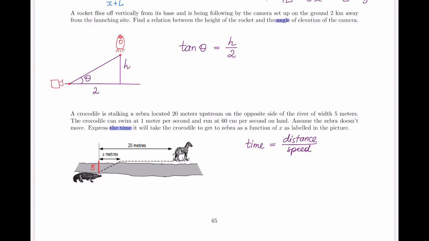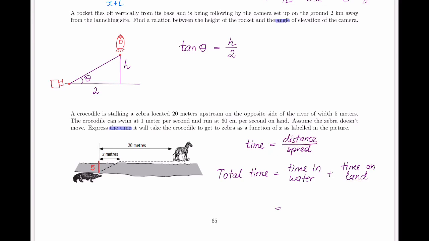Okay, so now the total time that it will take the crocodile to get to the zebra is of course the time that he has to swim, if at all, and then the time that he has to run on the other side of the river, if at all. So total time is going to be divided into time in water plus time on land. Now each one of these has to then be expressed in distance in water divided by speed in water, and then correspondingly distance on land divided by speed on land.